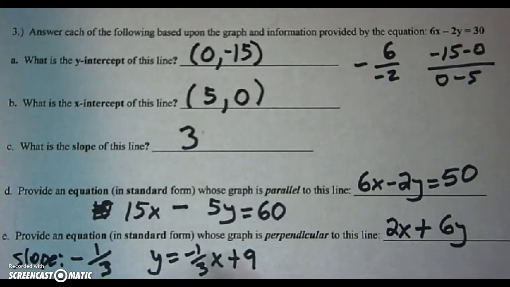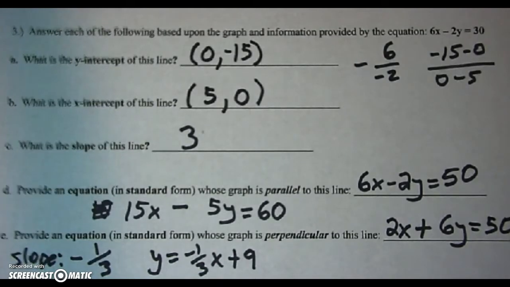The plus helps us make that negative as long as neither one of the coefficients are negative. And then we just got to give it a constant in the back. I'm going to make this 50. Doesn't really matter what it is, right? As long as we've got the negative reciprocals of that slope.